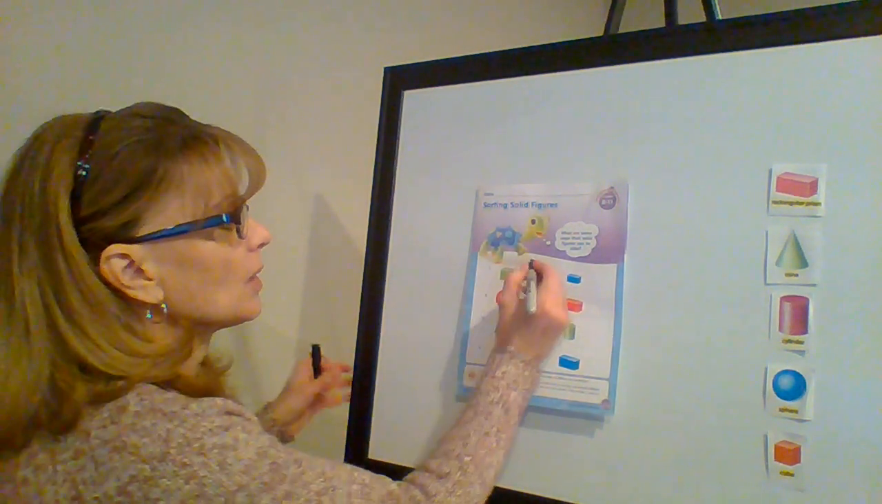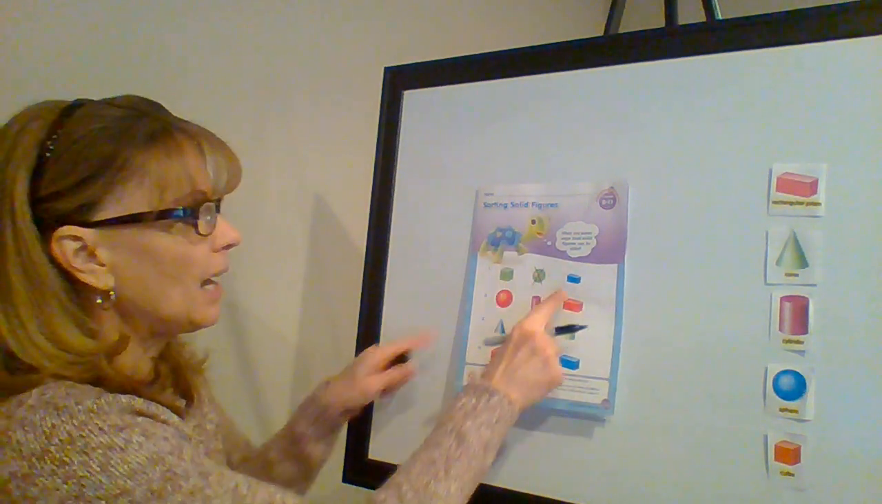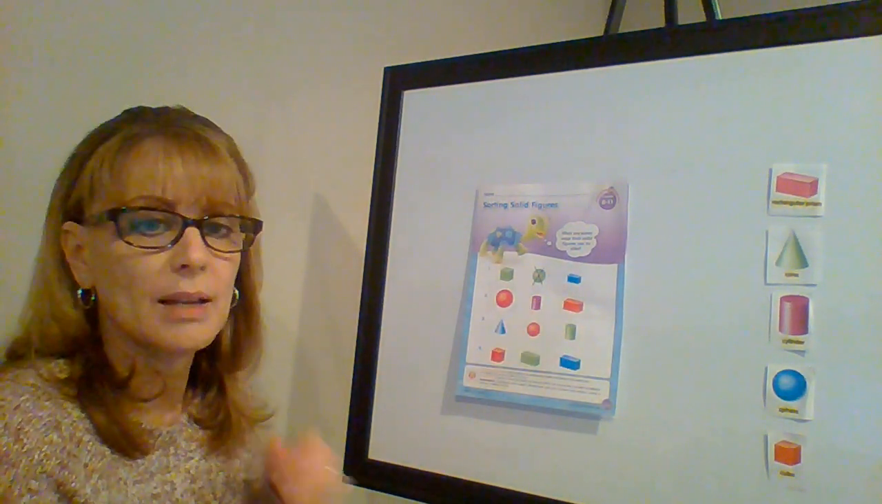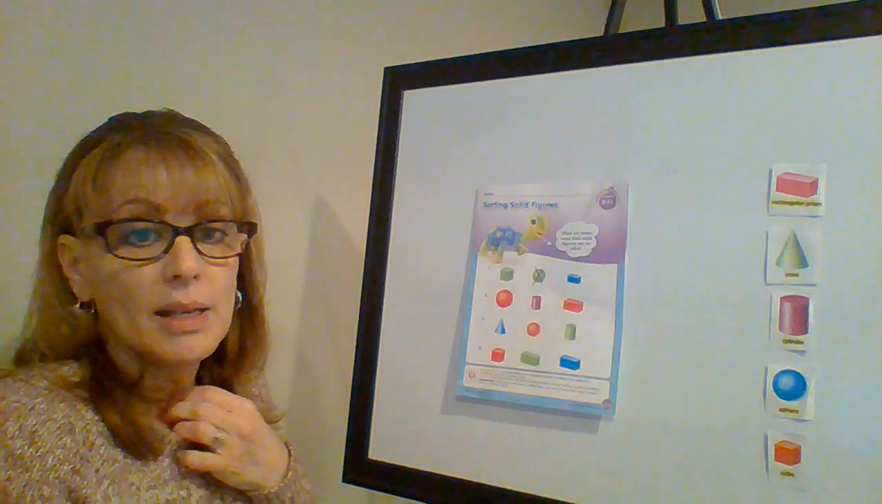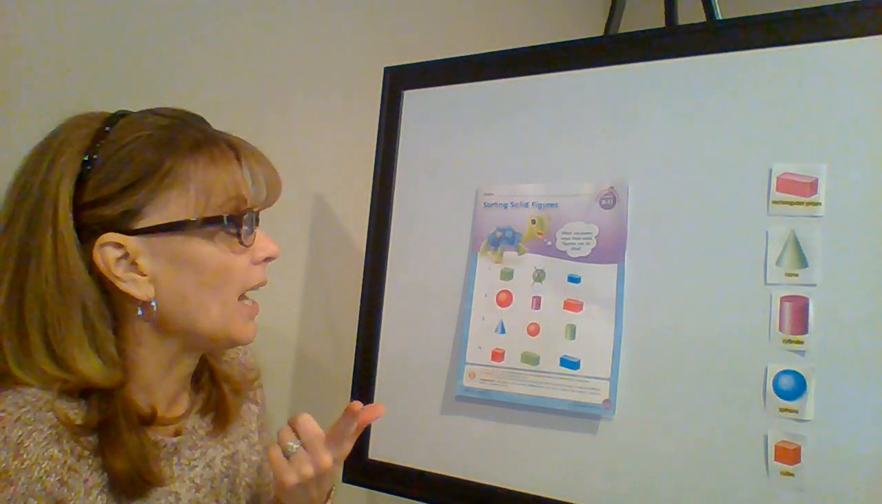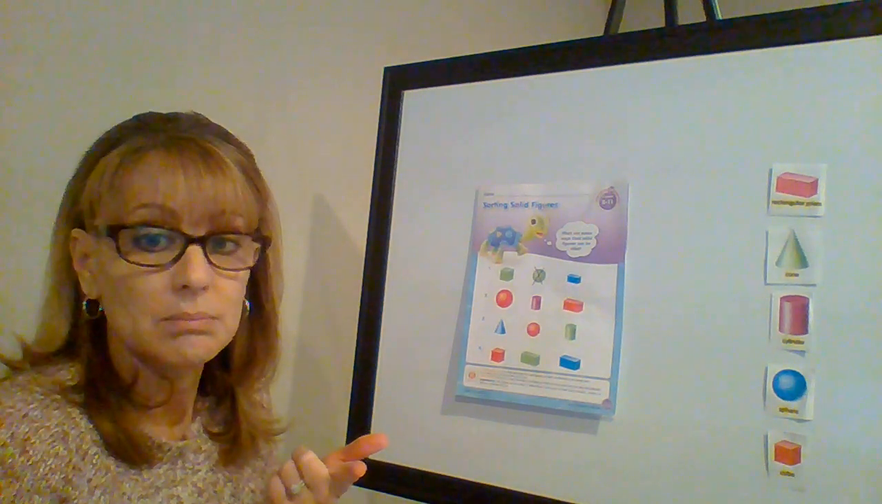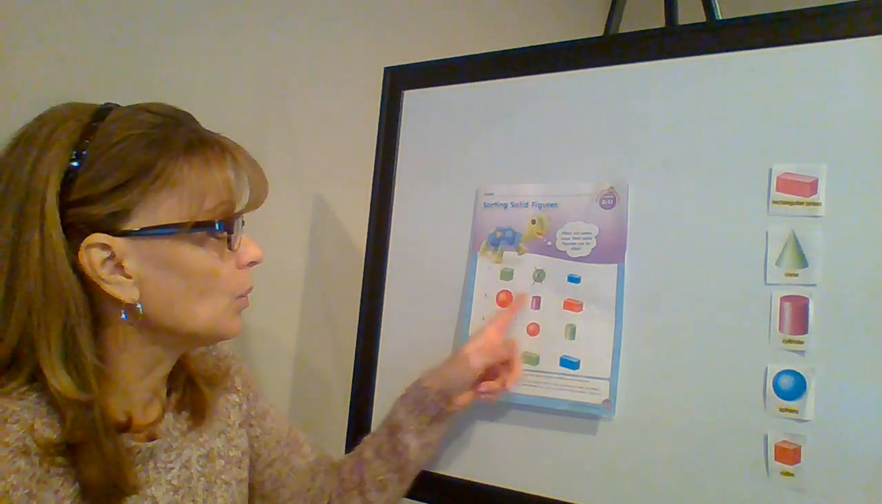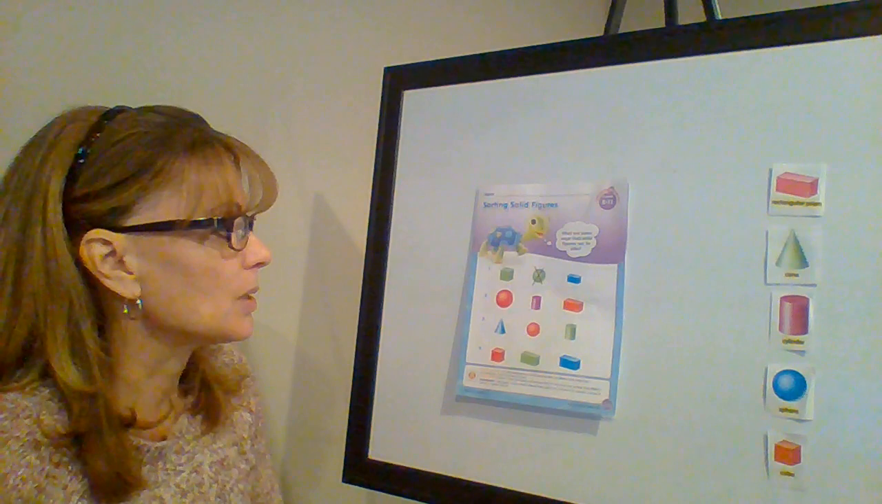So let's put an X on this one. How are they alike? What could you say? They have 6 flat sides. They have 8 vertices. Okay, how about number 2? Which of those 2 are most alike?